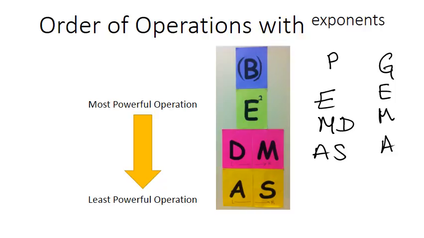Now, why do we have brackets up here? Brackets are so that we can change the order. So don't forget that brackets are to change the order of operations.